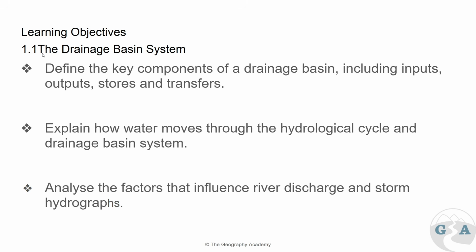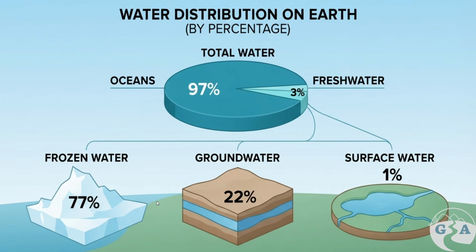So for the first stage, the drainage basin system, we're going to define the key components of a drainage basin, including inputs, processes, stores, and transfers. Explain how water moves through the hydrological cycle and the drainage basin system, and we're going to analyze the factors that influence river discharge and storm hydrographs.